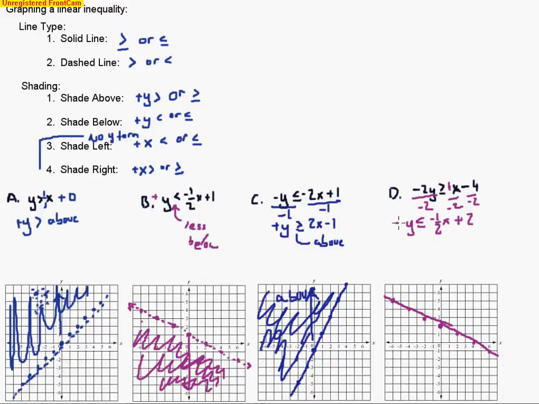Now this is a positive y is less than, and so less means below. So smaller y's. Smaller y's are this way, so that's the region that we'd shade. All the possible answers are on this side of the line, not above.